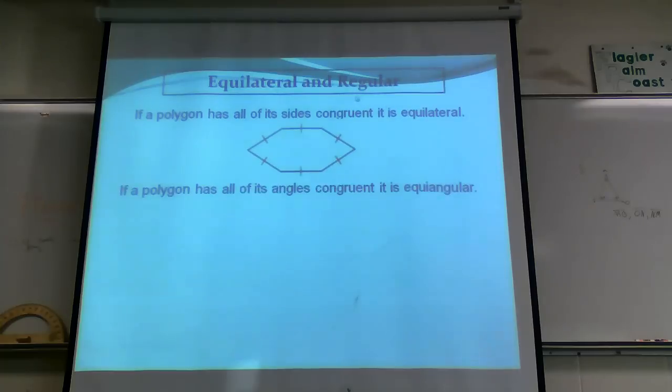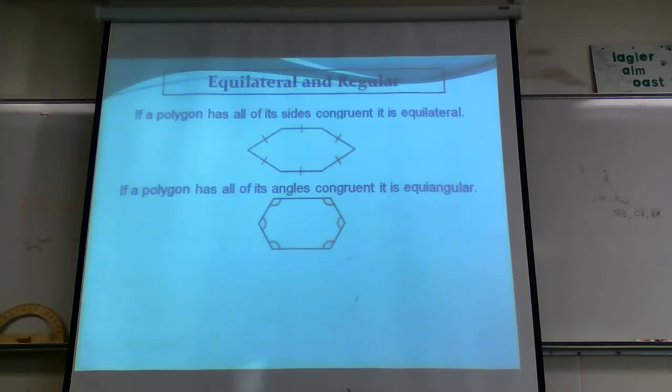So equilateral still means the same thing: all sides congruent. Next one, equiangular. We probably didn't talk about that much, but equilateral triangles are technically equiangular. That just means all the angles are the same. Once you get beyond triangles, it is possible to have a polygon that is equilateral and not equiangular, and vice versa. I can have all the angles marked congruent, but the sides aren't all congruent. Same thing up here: all the sides are congruent, but the angles aren't necessarily. The only one where it definitely has to occur is a triangle.